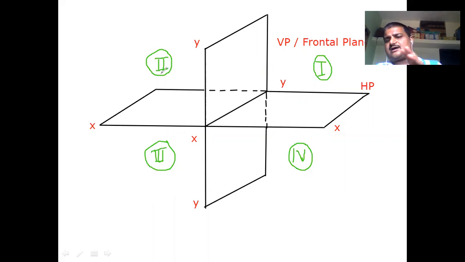You can keep an object in any quadrant and understand the orientation of that object. So before moving towards individual projection of a point, first of all, everybody must understand this intersection of the planes. So I think you have drawn this diagram. Below that, please write down whatever things I am going to tell you.